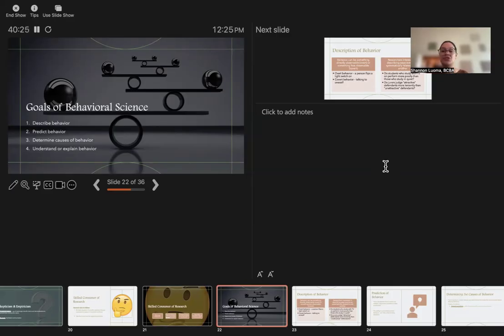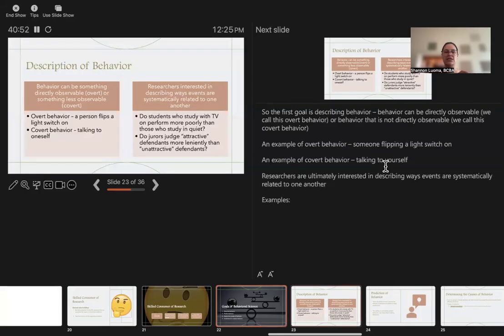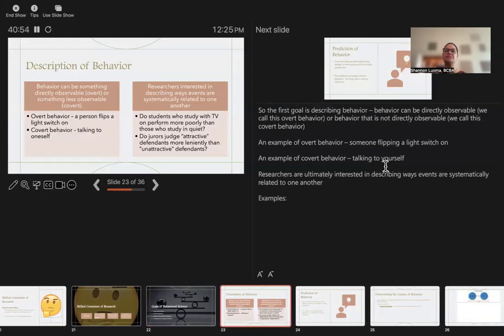We want to be able to determine the causes of behavior. What is actually causing that behavior to occur in a given environment? There are lots of variables in an environment that will result in people engaging in certain behaviors or another. And then finally, we want to understand and explain that behavior that we're observing, predicting, and determining causes of. So those are our goals as behavior scientists. So let's look at each of these steps individually.